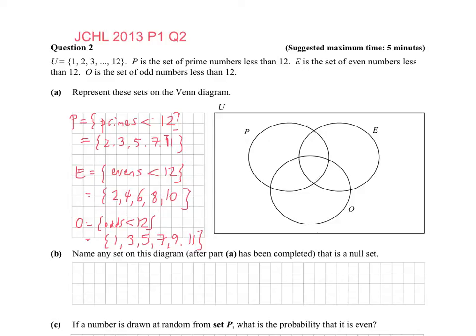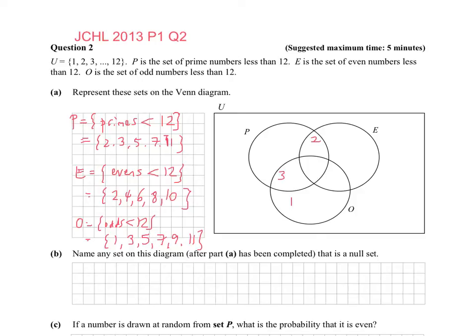So 1, which sets is 1 in? It's just in O only, so we can put it in the section that's for O only. For 2, we have it in P and in E, but not in O. So it's going to go in the intersection between P and E. There's 2 there. The next value is 3. Well, 3 appears in P and in O, but not in E. So we're in the intersection of P and O.